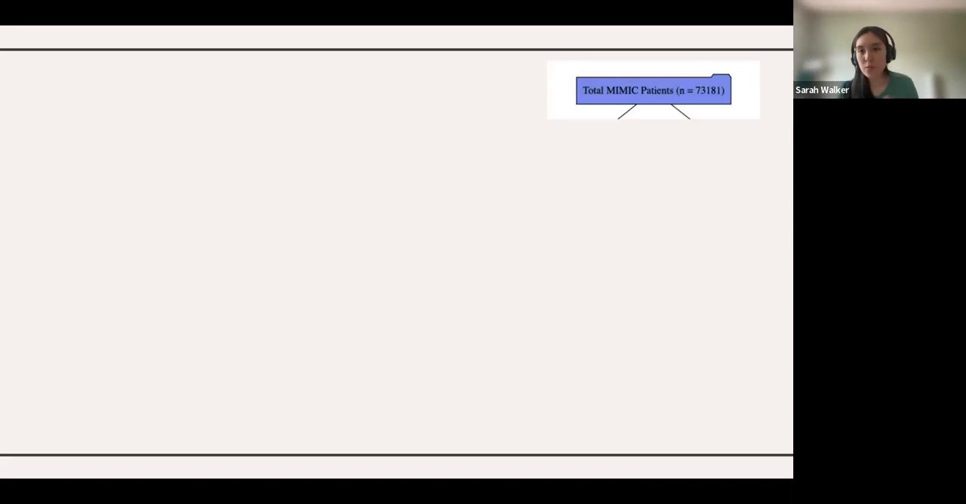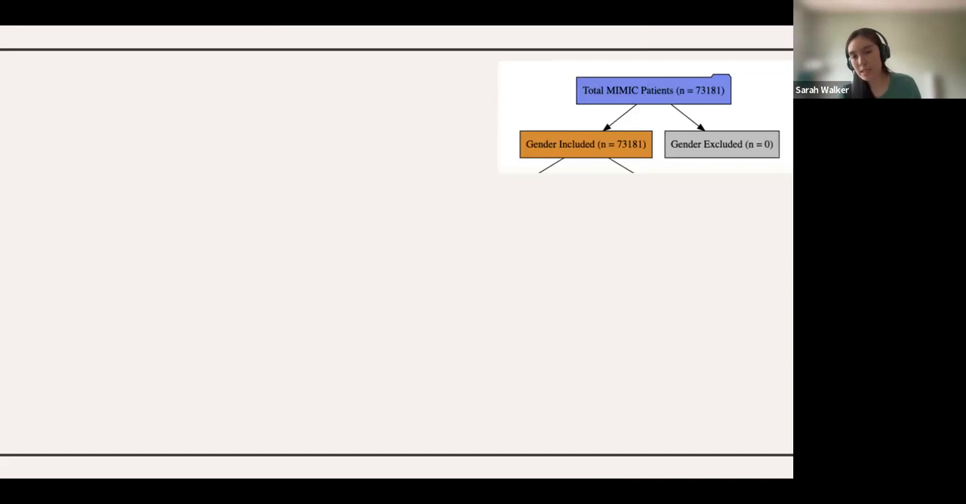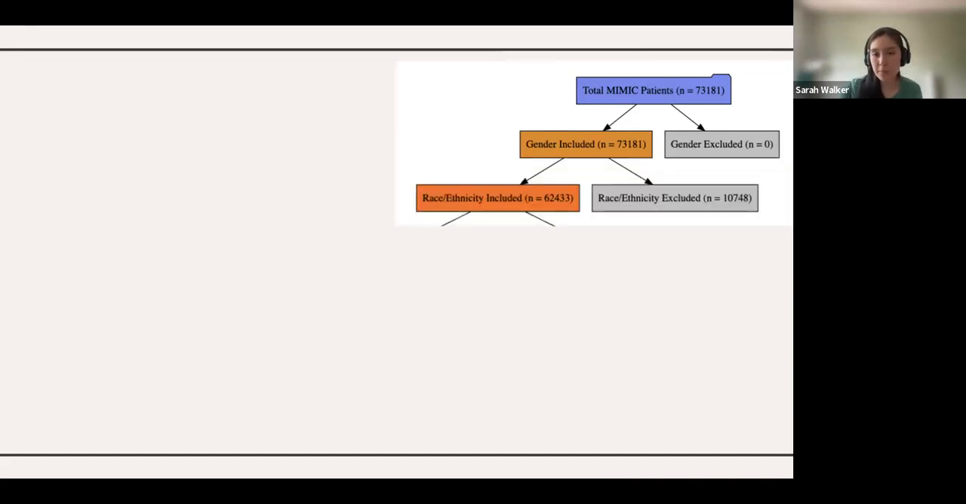So as previously mentioned, we have quite a number of patients through the database as a whole, but we're not going to be using all of their data. So we have this eligibility flow chart to determine who's going to be relevant for our study. First, we want to make sure everybody has a gender listed, as that's our first exposure, and everybody does. And then we want to make sure that everybody has a race or ethnicity listed.